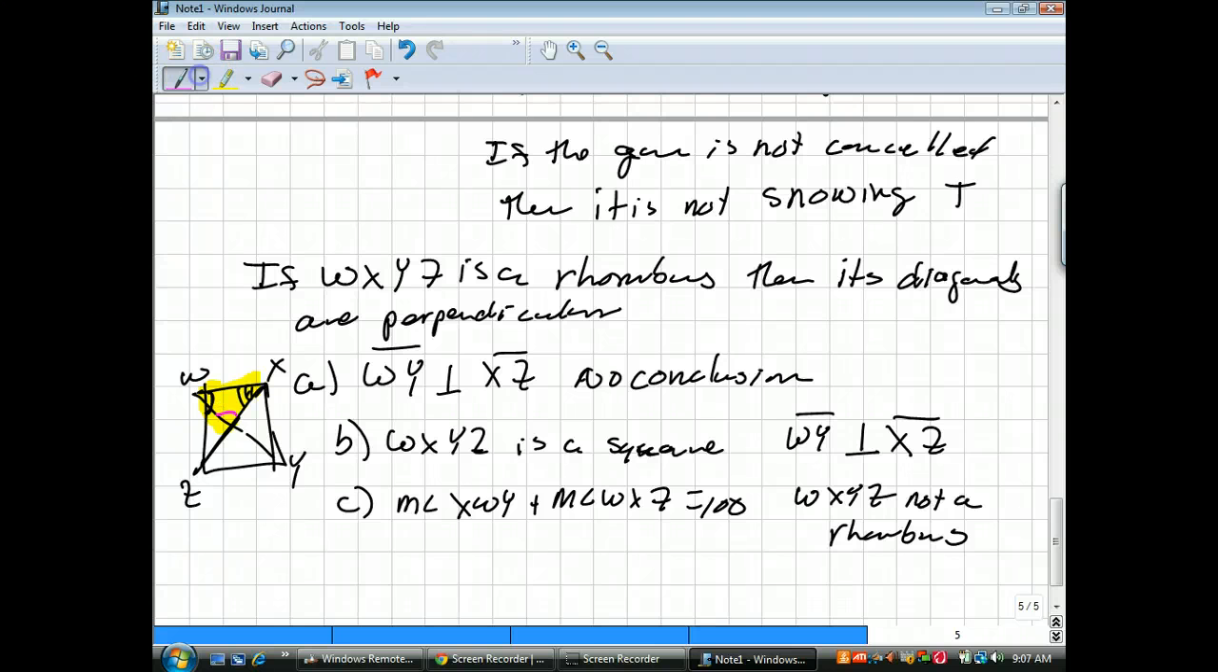Okay, and then the last one, we know WXYZ is not a rhombus. Then we don't know anything about the diagonal, so there's no conclusion.